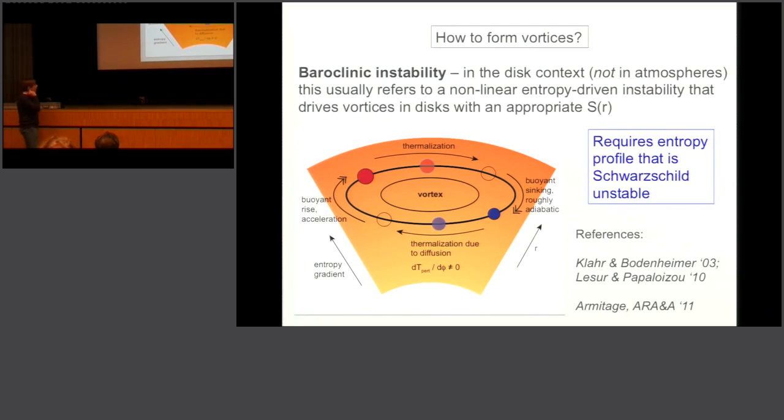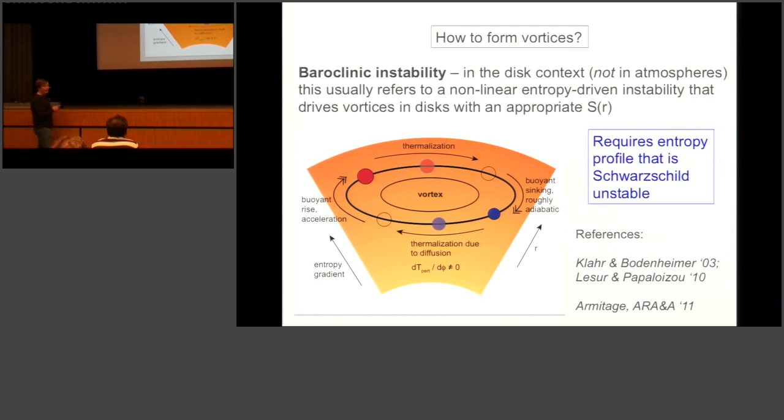Okay, so that's one way to form vortices. Obviously, if that's the only way we can form vortices, then they can't play a central role in planet formation. Because if the only way to form a vortex is to have a massive planet in the disk, then how did we form that massive planet that formed the vortex, right? We have an obvious chicken and egg problem there. So if we want to form vortices somewhere else, we need a more general mechanism for forming vortices that doesn't depend on having planets.